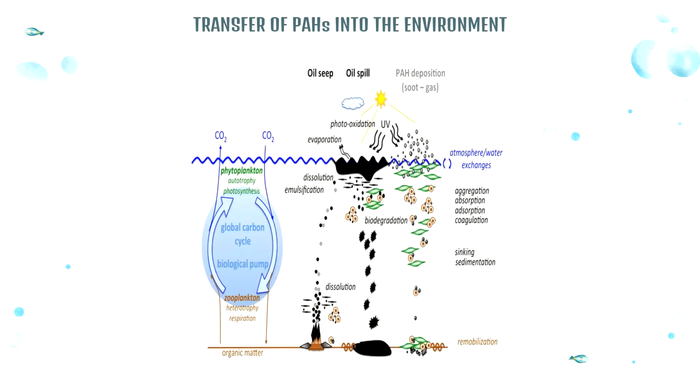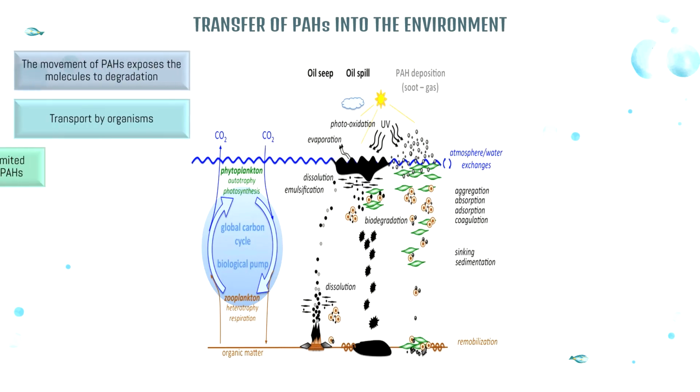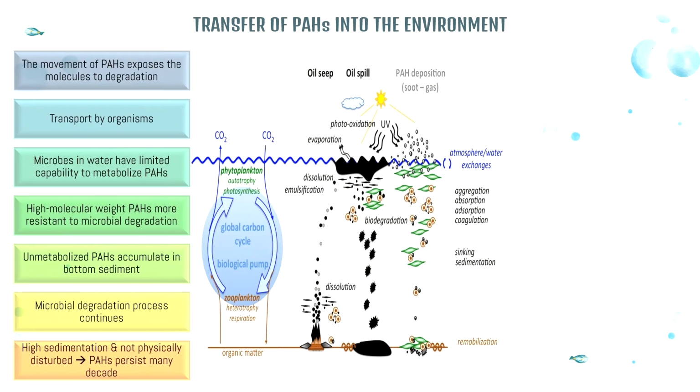The movement of PAH into the water column by dissolution or particulate suspension exposes the molecules to degradation and transport by organisms. Microbes such as bacteria, yeast, and filamentous fungi in the water have limited capability to metabolize PAH. High molecular weight PAH are more resistant than low molecular weight PAH to microbial degradation. Unmetabolized molecules eventually accumulate in the bottom sediments where the microbial degradation process continues. If the sedimentation rate is high and the sediments are not physically disturbed, PAH can persist for many decades.